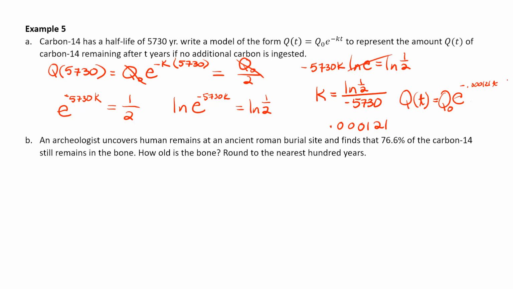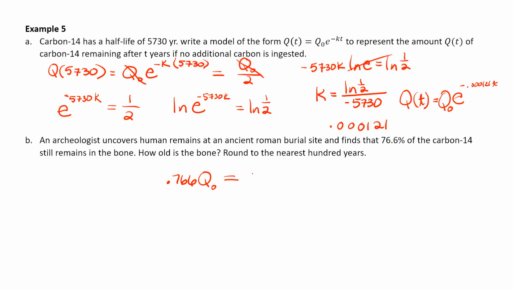All right, so an archaeologist uncovers human remains at an ancient Roman burial site and finds that 76.6% of the carbon-14 still remains in the bone. How old is the bone? All right, so we are going to use our function, and we're going to try to figure out what t is. We know that right now we have 76.6% of the carbon-14 there was in it originally. So that means 0.766 of the original amount is what we have.